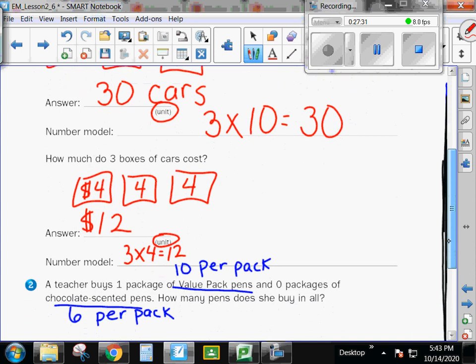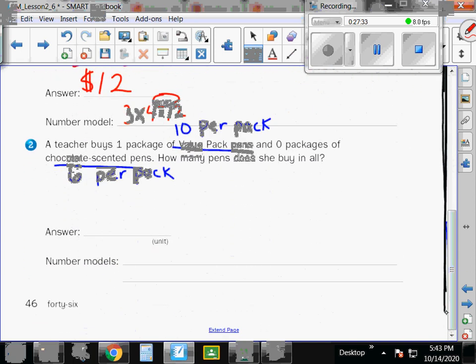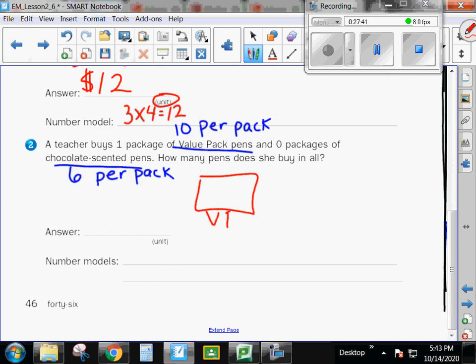That's my number model. All right, moving down to number 2, a teacher buys 1 package of value pack pens. So there's 1 package of value pack pens. I'm going to call those VP. 1 package, and there's 10 per pack. Then it says she buys 0 packages of chocolate scented pens. So I'm not going to draw anything for these chocolates. There's 0 packages, right? So how many pens does she buy in all? 10. 10 what? What's my unit? 10 pens.